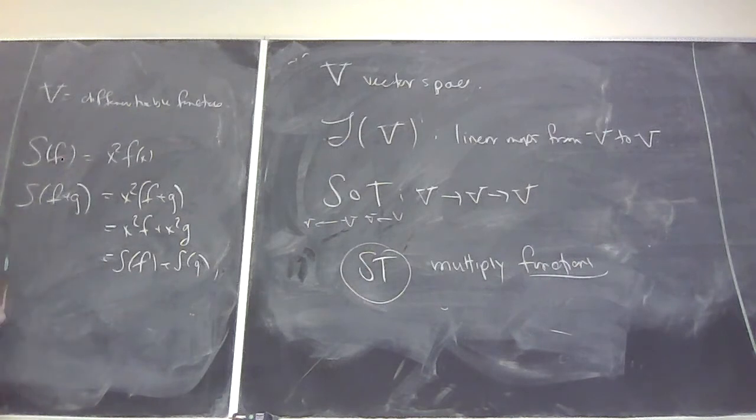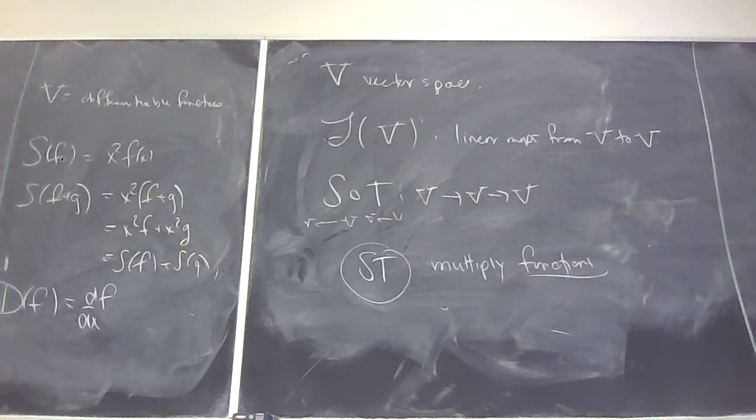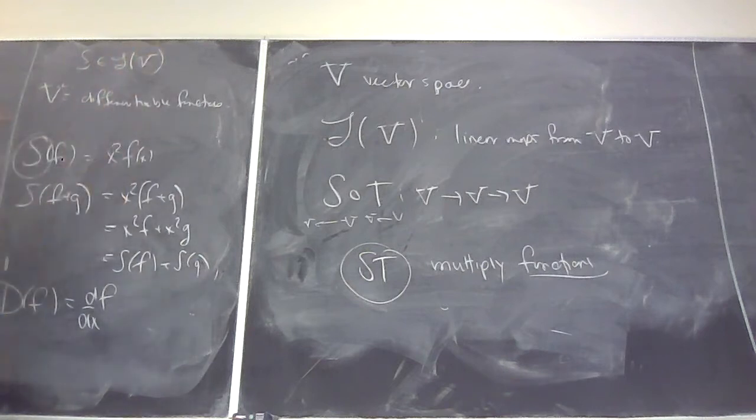Another one would be taking the derivative. D of f is equal to d by dx of f. That's a linear operation as well. Derivatives are linear. So multiplying a function by x squared is a linear operation. That's a linear map. Taking the derivative of a function, that's a linear map. So those are examples of the sorts of things S belongs to. S is an element of the linear operators on V, and D is another linear map in the same family.